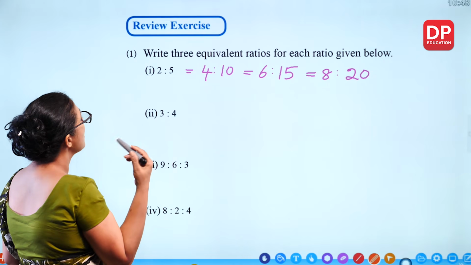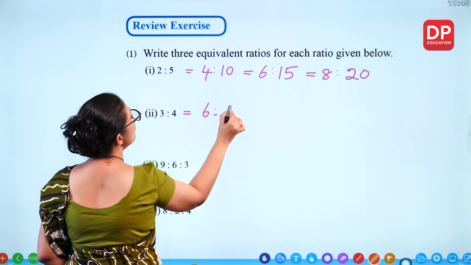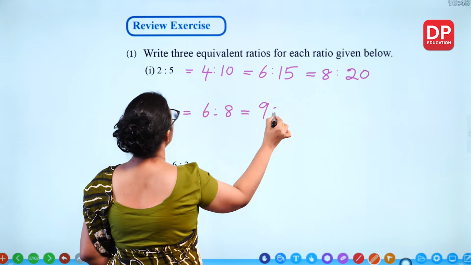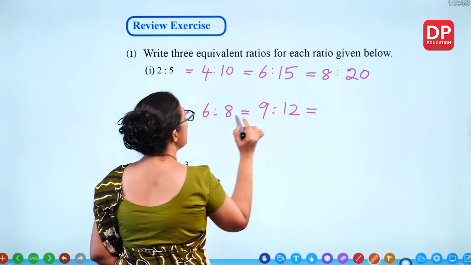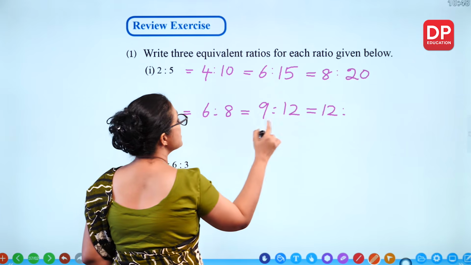3 to 4, you can multiply by 2: 6 to 8. Multiply by 3: 9 to 12. Multiply by 4: 12 to 16.